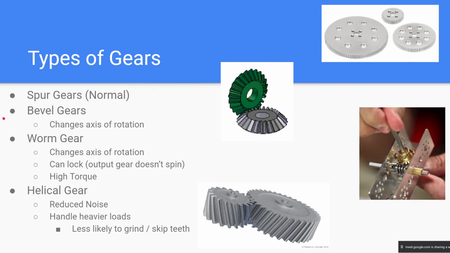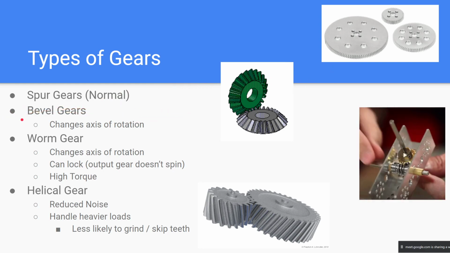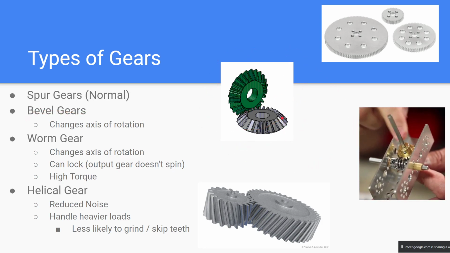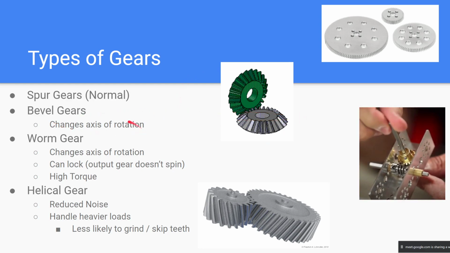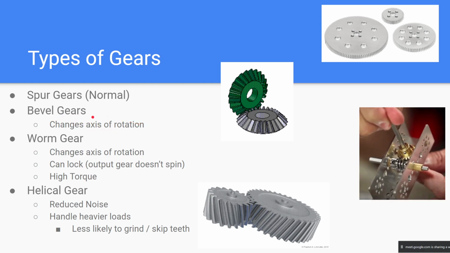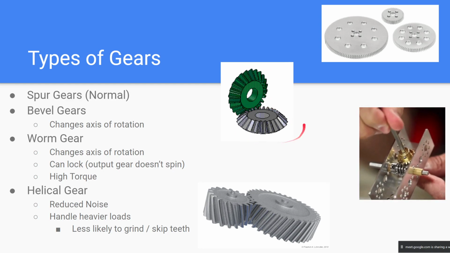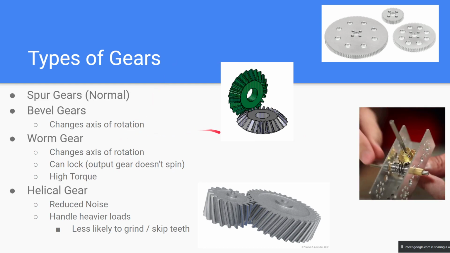So bevel. Now we're getting into the more interesting types of gears. Bevel gears, it's this one that I'm circling. The cool thing about bevel gears is that they change the axis of rotation. So this one is rotating this way, but then it changes the rotation to this way. That's kind of handy when you want to be compact with your design.